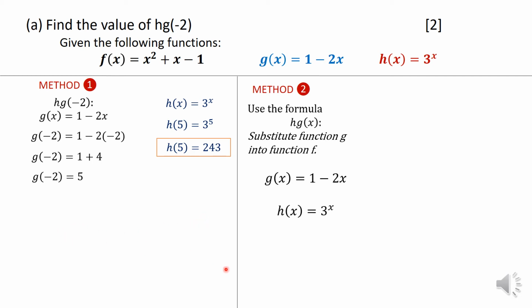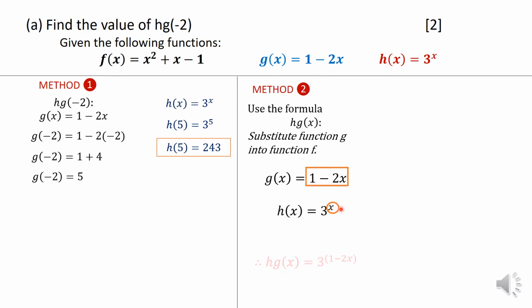The second method that you can use, if you don't particularly like first taking the -2, putting it into function g, getting that answer, and putting that answer into h, which is seemingly what most of the learners and students prefer, is you can also find the formula hg of x, although they didn't ask you for the formula here. But you can find the formula. That means you're going to take the whole of function g and substitute it everywhere into function h where you have an x.